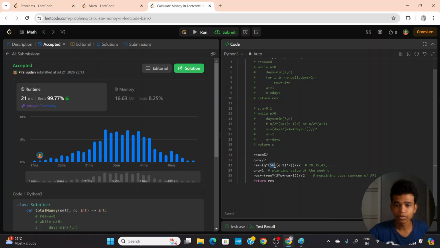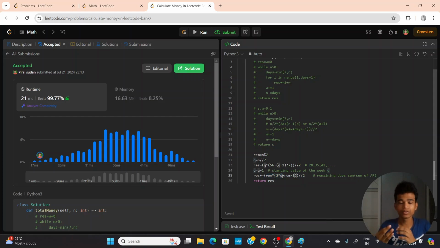Now, 2 into 28, right? Instead of that, I can put 56 directly. Now, plus Q minus 1, number of weeks minus 1, into 7. That's the difference. So, that's what is in my result. Now, Q is equal to Q plus 1. I have gone to the next week. Now I check whether I have any extra remaining days. Result plus equals remaining days into 2 into Q. Q is the starting week.